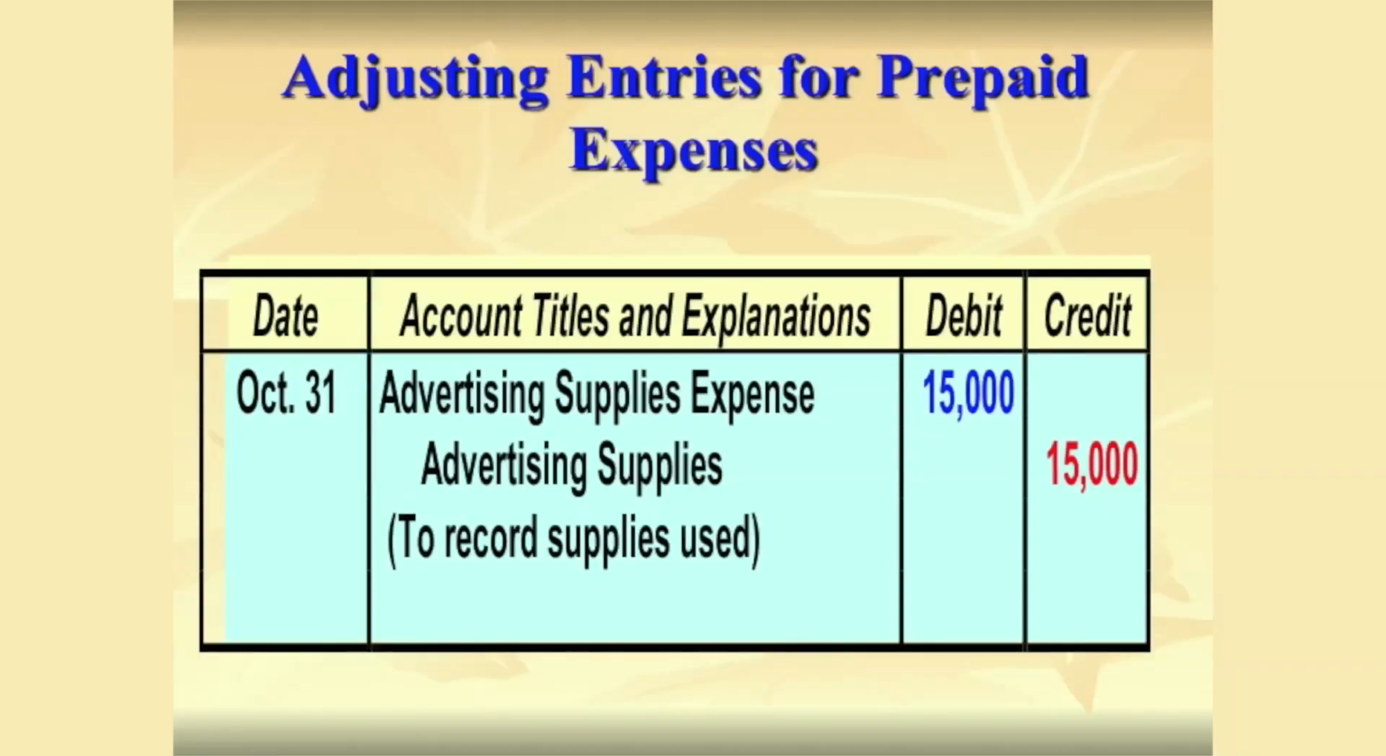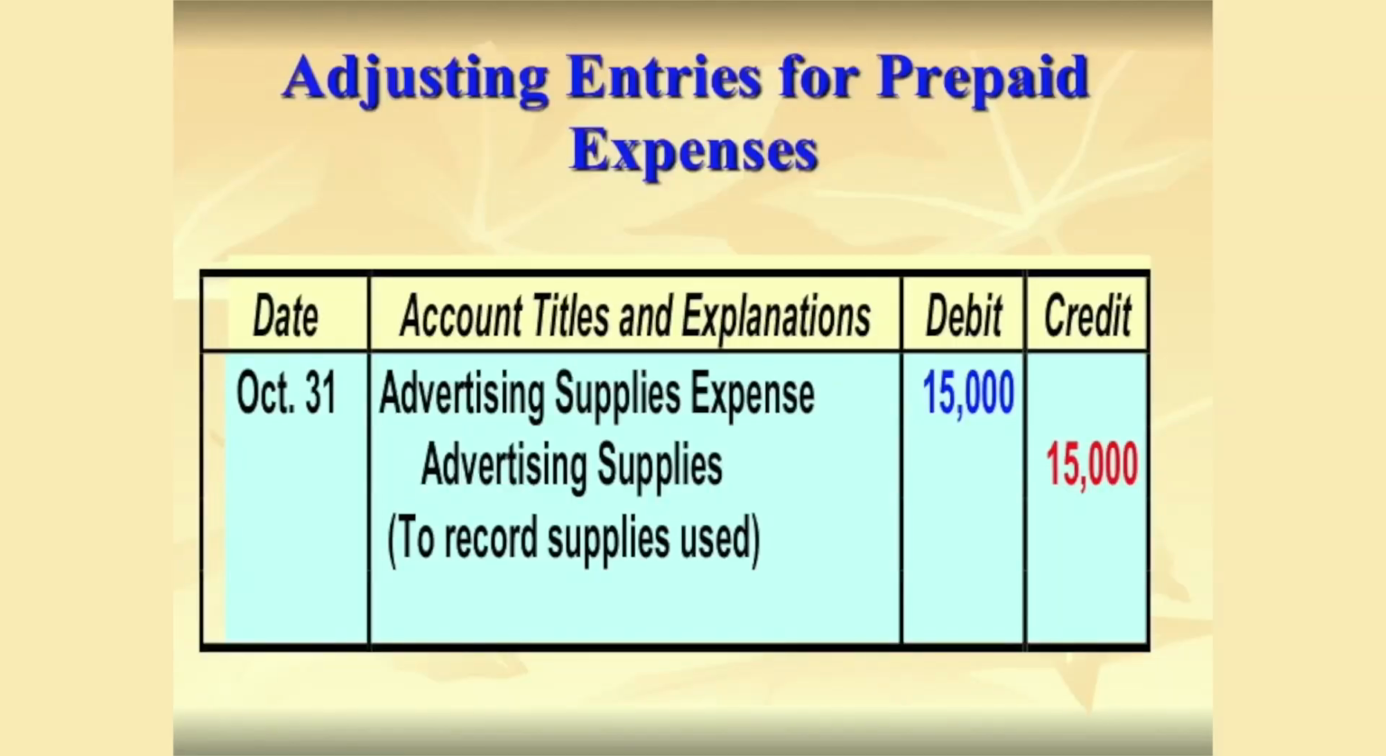For this, Nahid makes adjusting entries as you see on the screen. Advertising supplies expense debit taka 15,000 and advertising supplies credit taka 15,000. This is due to the expiration or use of the asset supplies, and here the expense, or income statement account, is increased and debited, and the asset advertising supplies is decreased and credited.